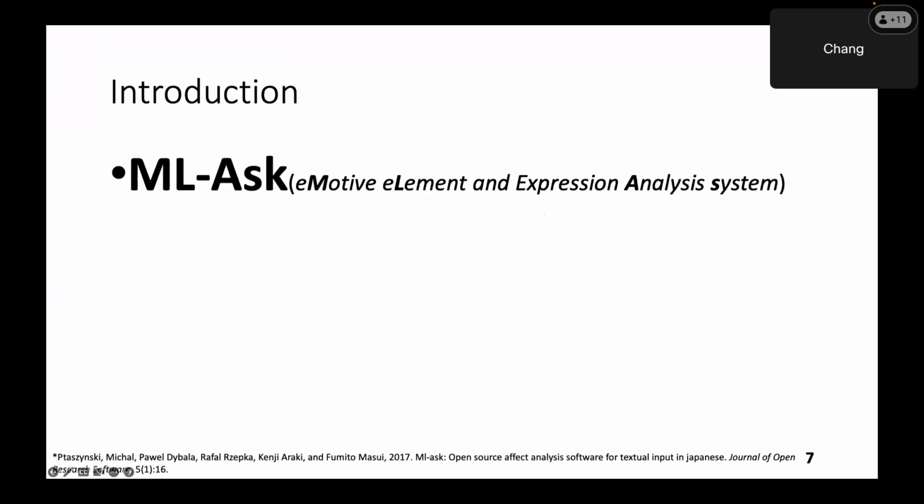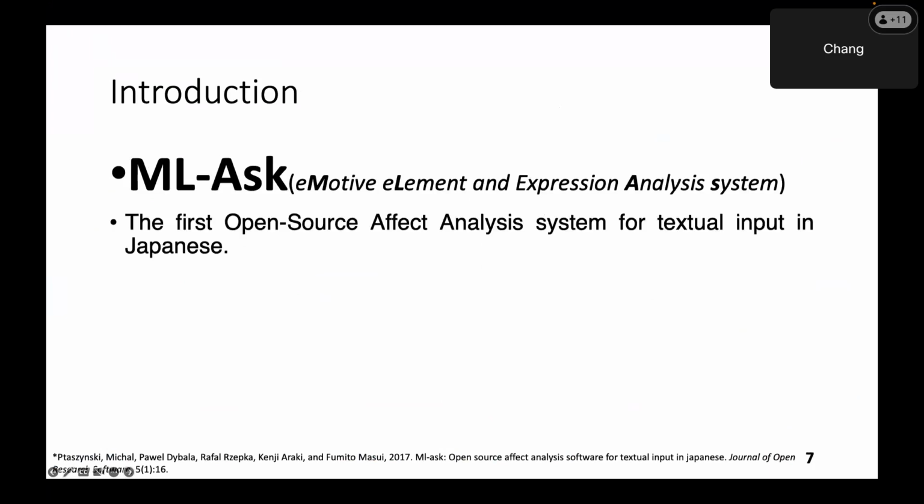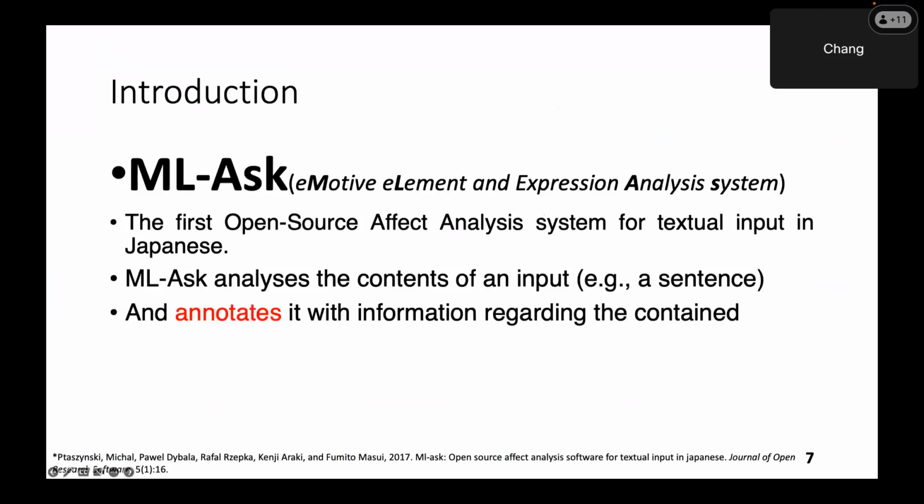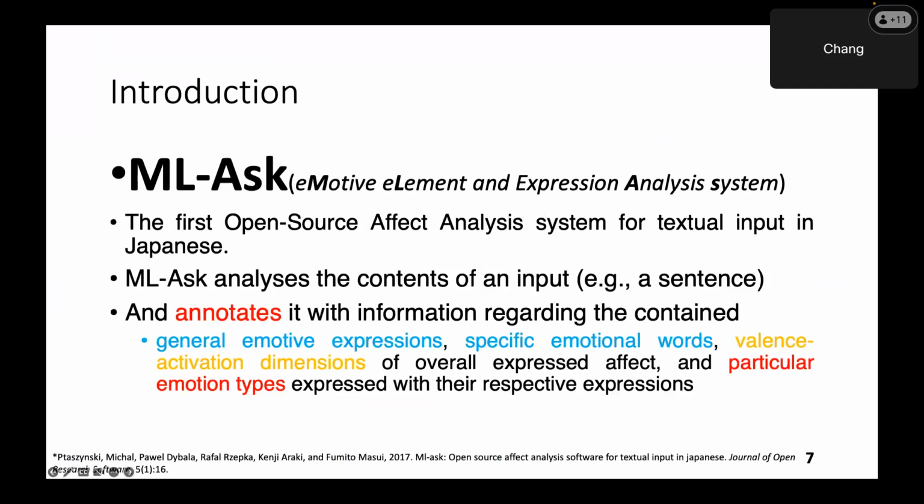So let's see more details about MLASK. First, its full name is Emotive Element and Expression Analysis System. And MLASK is the first open source affect analysis system for textual input in Japanese. It analyzes the contents of an input, such as a sentence, and annotates it with information regarding the content, general emotive expressions, specific emotional words, balance activation dimensions of overall expressed affect, and particular emotion types expressed with their respective expressions.